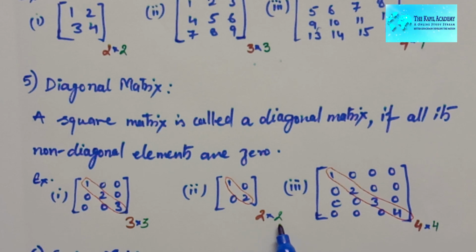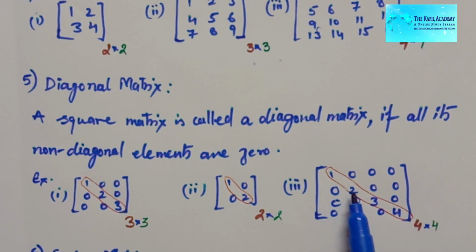Now we will consider a diagonal matrix of order 2 by 2. This is my diagonal matrix of order 2 by 2, in which the diagonal has non-zero elements and the rest of the elements are 0. This is the diagonal matrix of order 2 by 2. One more diagonal matrix, of order 4 by 4: the diagonal is non-zero and the rest of the elements are 0. So the diagonal elements are very important.